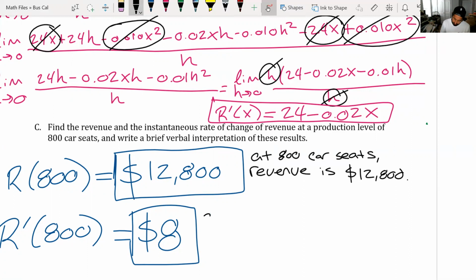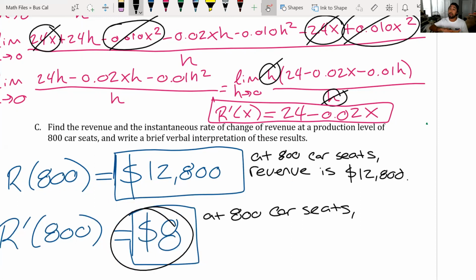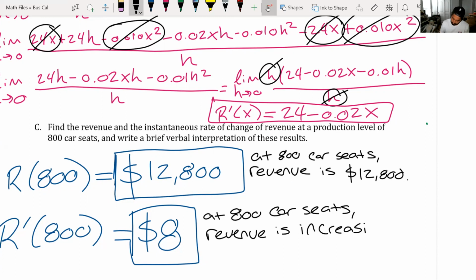So the way to interpret this one says that at 800 car seats, now when I say think of slope, I also say, also think of, is this number positive or negative? And if it's positive, this means slope is increasing. If it's negative, this means slope is decreasing. So we say at 800 car seats, revenue is increasing. That's it. You can say revenue is increasing by $8 per car seat. Okay, and it's just as simple as that.